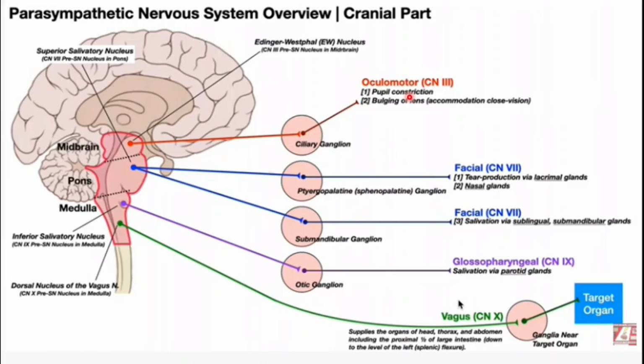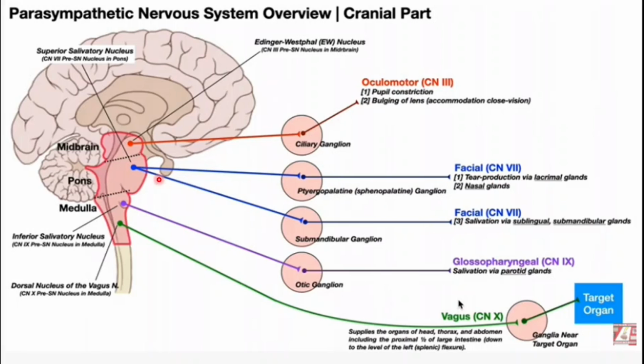So the oculomotor nerve, which is cranial nerve 3, from the Edinger-Westphal nucleus forms a synapse in the ciliary ganglion, and its postganglionic neuron will then innervate the smooth muscles of the eye, which are responsible for the pupillary constriction and the bulging of the lens. Similarly, that one is the preganglionic oculomotor nerve, and that one is the postganglionic oculomotor nerve.